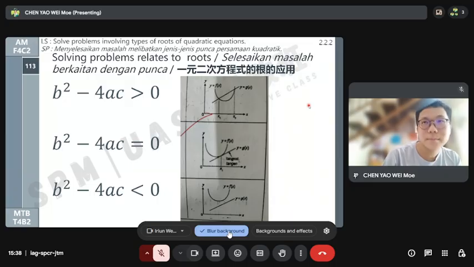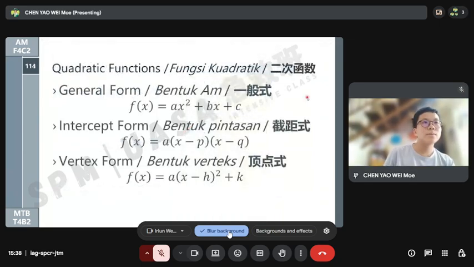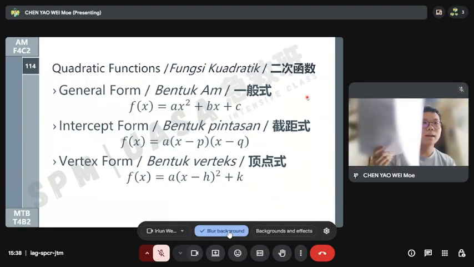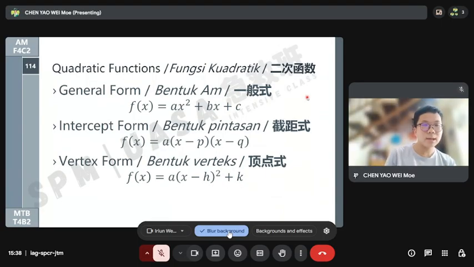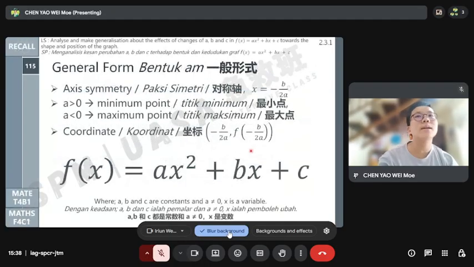So next, we will learn about the representation of the quadratic function. There are three ways to represent the quadratic function. The first is the general form. We learned it before; I think I don't need to explain it. The second one is the intercept form. The third one is the vertex form. We will start with the first thing first. This one I think you know about it. I don't want to explain again.